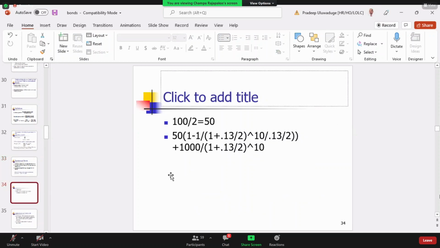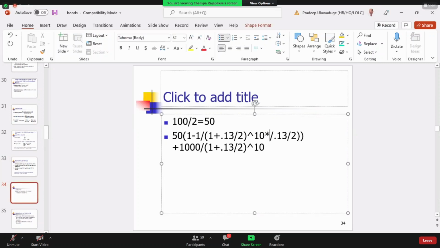Did you all get it? Did everyone understand that? You had to take the interest as half because they are paying it on a semi-annual basis. 10% paid, 5% each half yearly, right? So take the interest rate and divide it by 2, and n has to be multiplied by 2. Yes, thank you very much for pointing it out. It should be 20, yeah.